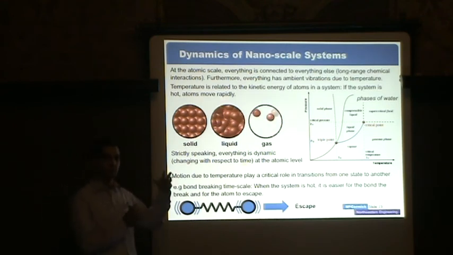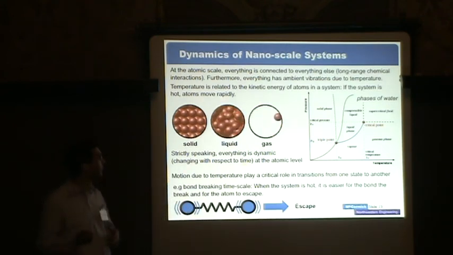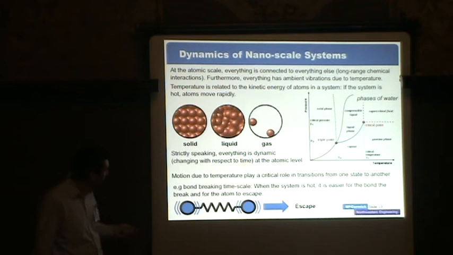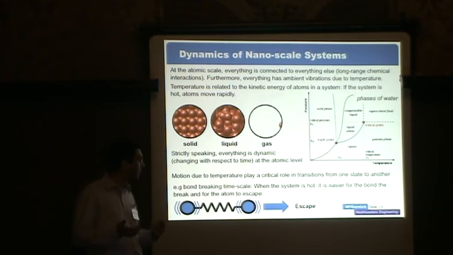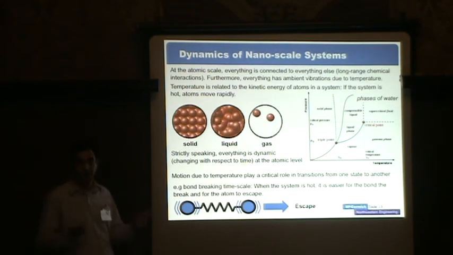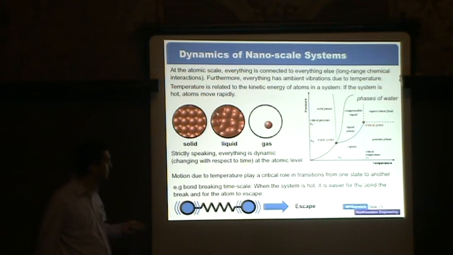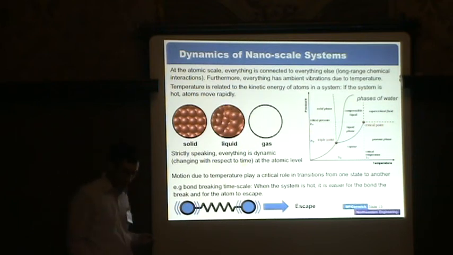The other difference between looking at macroscopic systems and small systems is that everything feels everything, which is basically the basis of chemical laws. The second thing is that because you have temperature, things are rarely static, so they're always vibrating and floating around. And this is very relevant to fracture, in the sense that a bond breaking is very related to how hot the system is or how these vibrations are occurring. So when a system is very hot, it's easy for the bond to break and the atom to escape. And this is related to what happens, for instance, with gas.